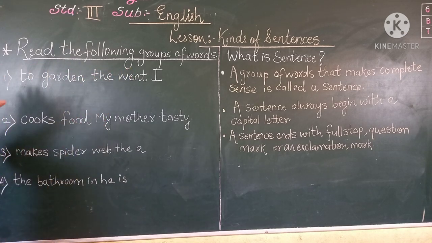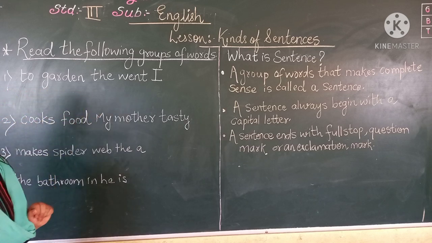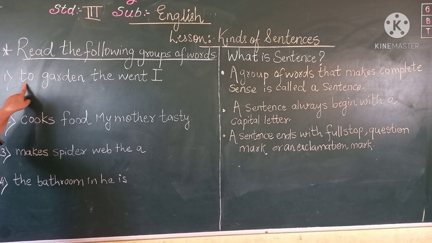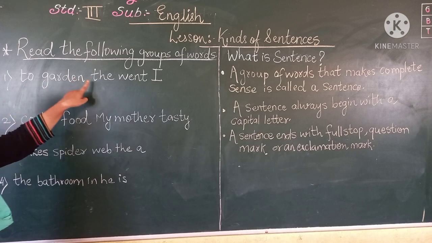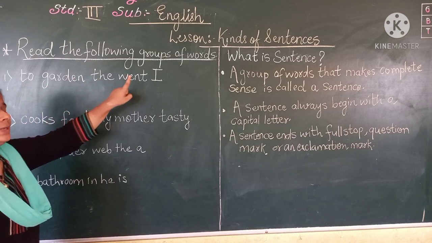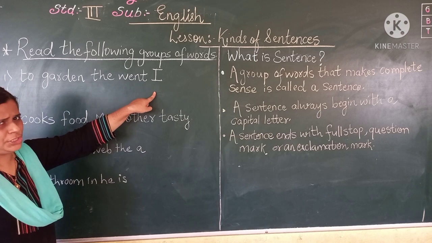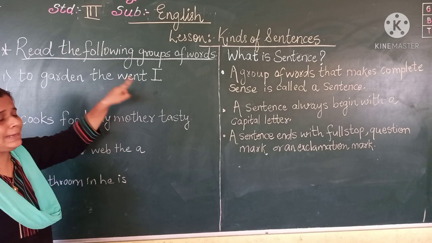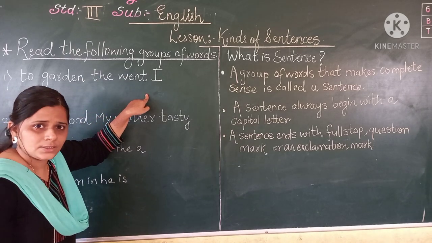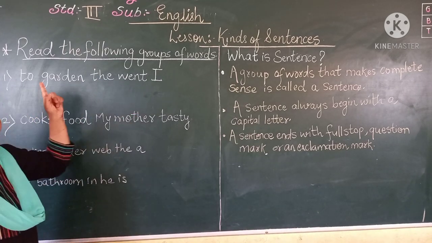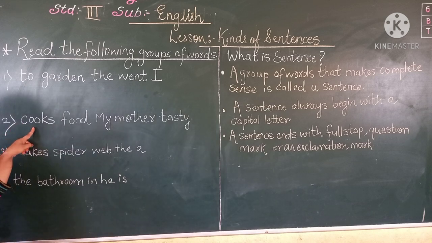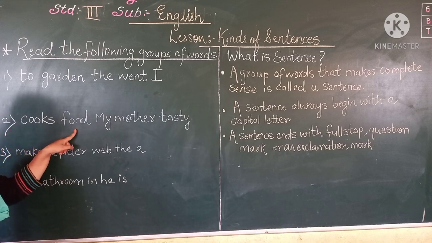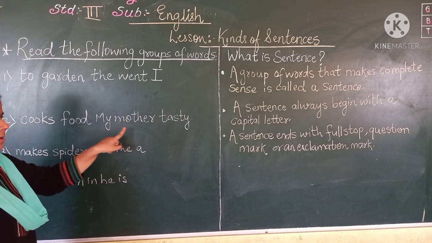Okay, now we'll read these following groups of words. So let's start. To garden, the, when, I. Did you understand these groups of words? What exactly do these words tell us? No. Now let's read the second one. Cooks, food, my, mother.